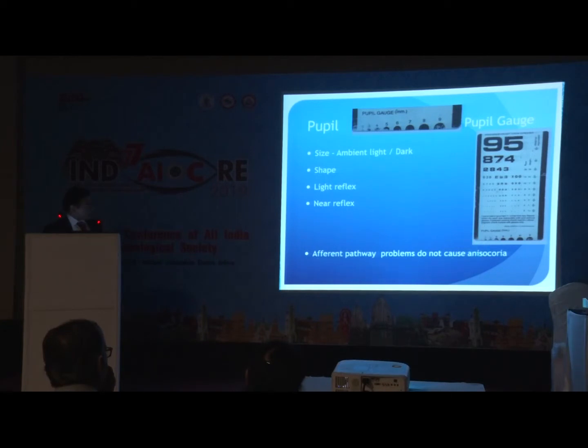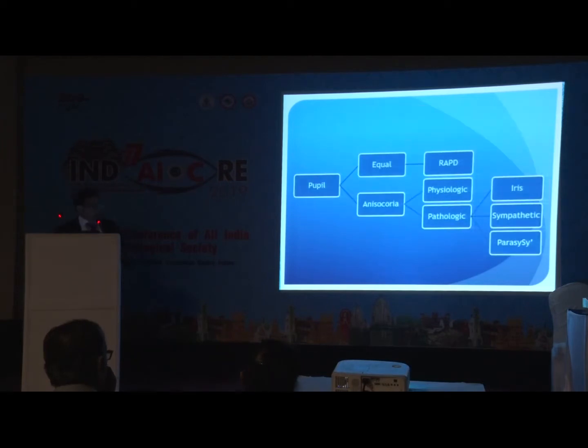It is important to note that usually afferent pathway problems don't cause anisocoria. Now, if the pupils are equal, obviously it is important to check for RAPD in every case. And then with anisocoria, it can be physiological or pathological, and then the possible etiologies can be any of these pathways.